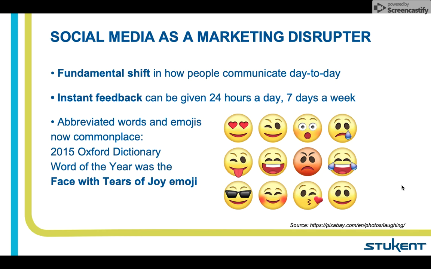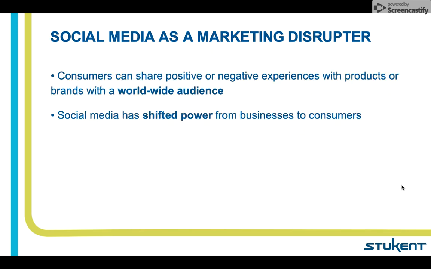And a lot of times now, it's also disrupted how we talk and how we interact with people in that way too. Like there's abbreviated words and emojis, and those are now commonplace. So, for example, the 2015 Oxford Dictionary Word of the Year was the face with tears of joy emoji. It's not really a word, it's more of a phrase, but same thing. It's crazy how that works.